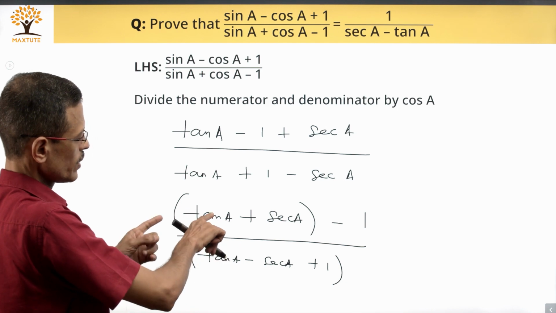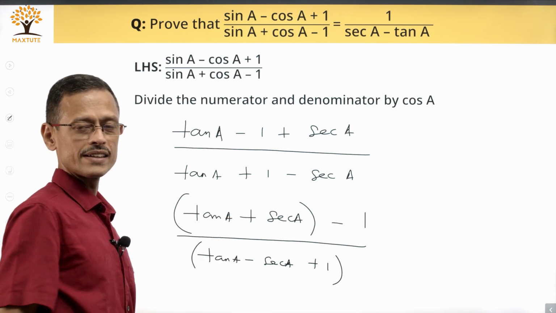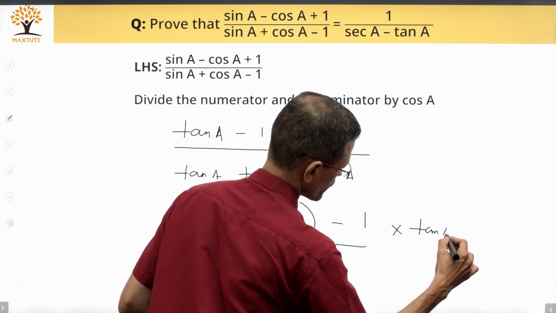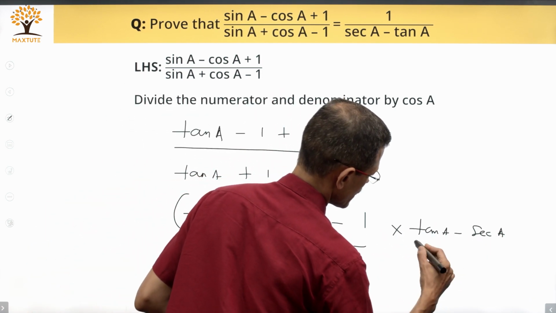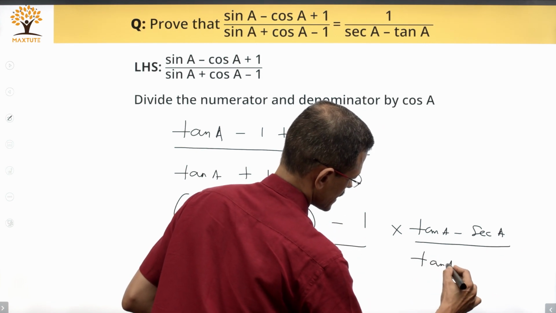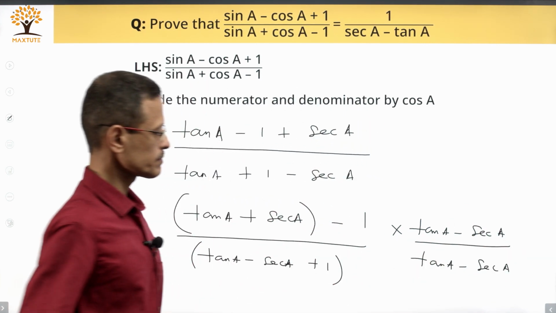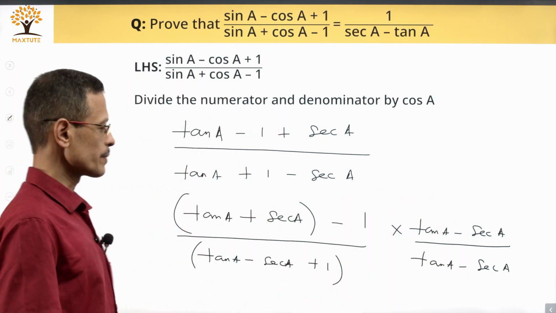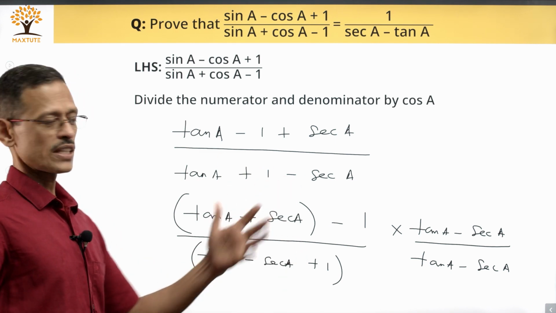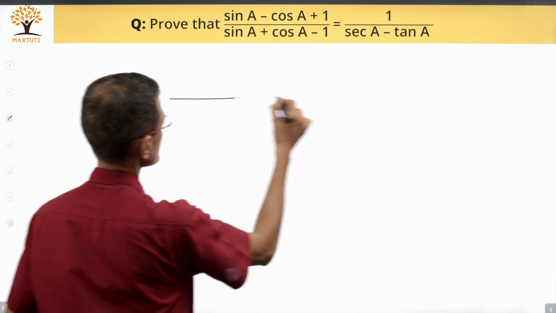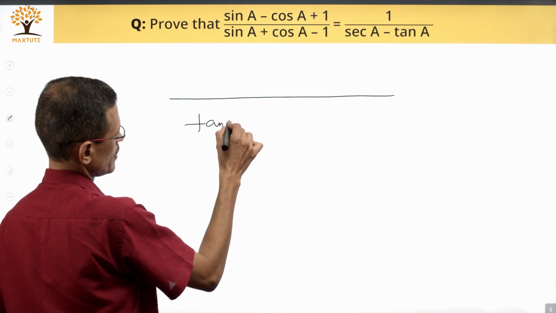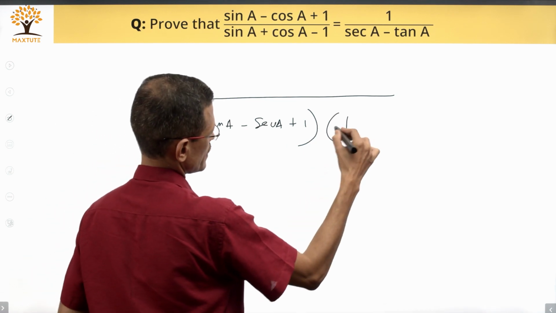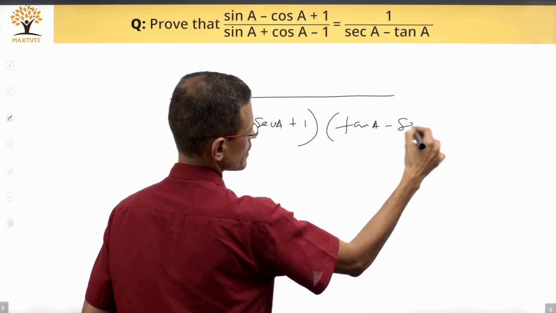Now, what I am going to do is multiply both the numerator and denominator by tan A minus secant A. I am going to multiply it with tan A minus secant A and divide by tan A minus secant A. Let us take this calculation to the next step. I am going to leave the denominator untouched. So, my denominator is going to be tan A minus secant A plus 1 times tan A minus secant A. Let us just finish the denominator first.